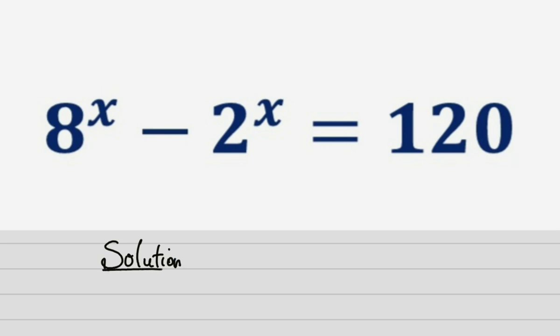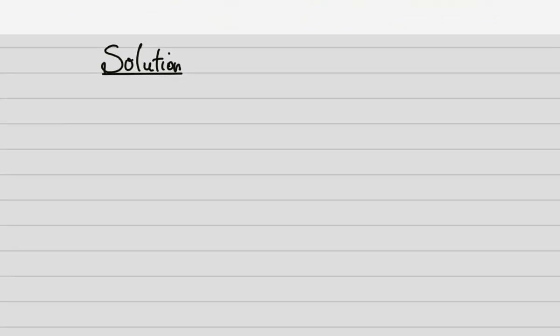Okay, students, I'm going to make sure I simplify this question for your own understanding. So, I need you to pay attention. Now we have 8 raised to power x minus 2 raised to power x is equal to 120. Now, this question is actually an indices problem.